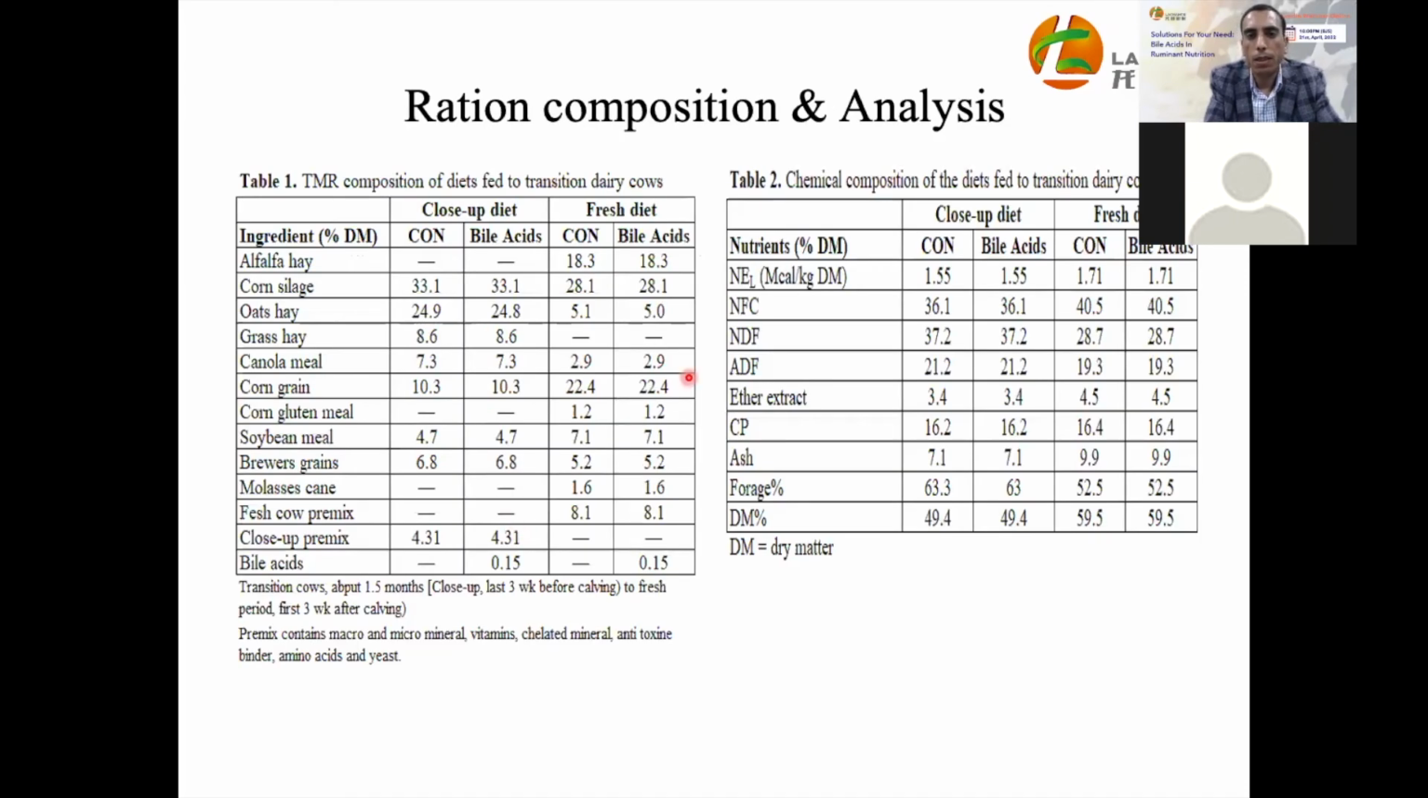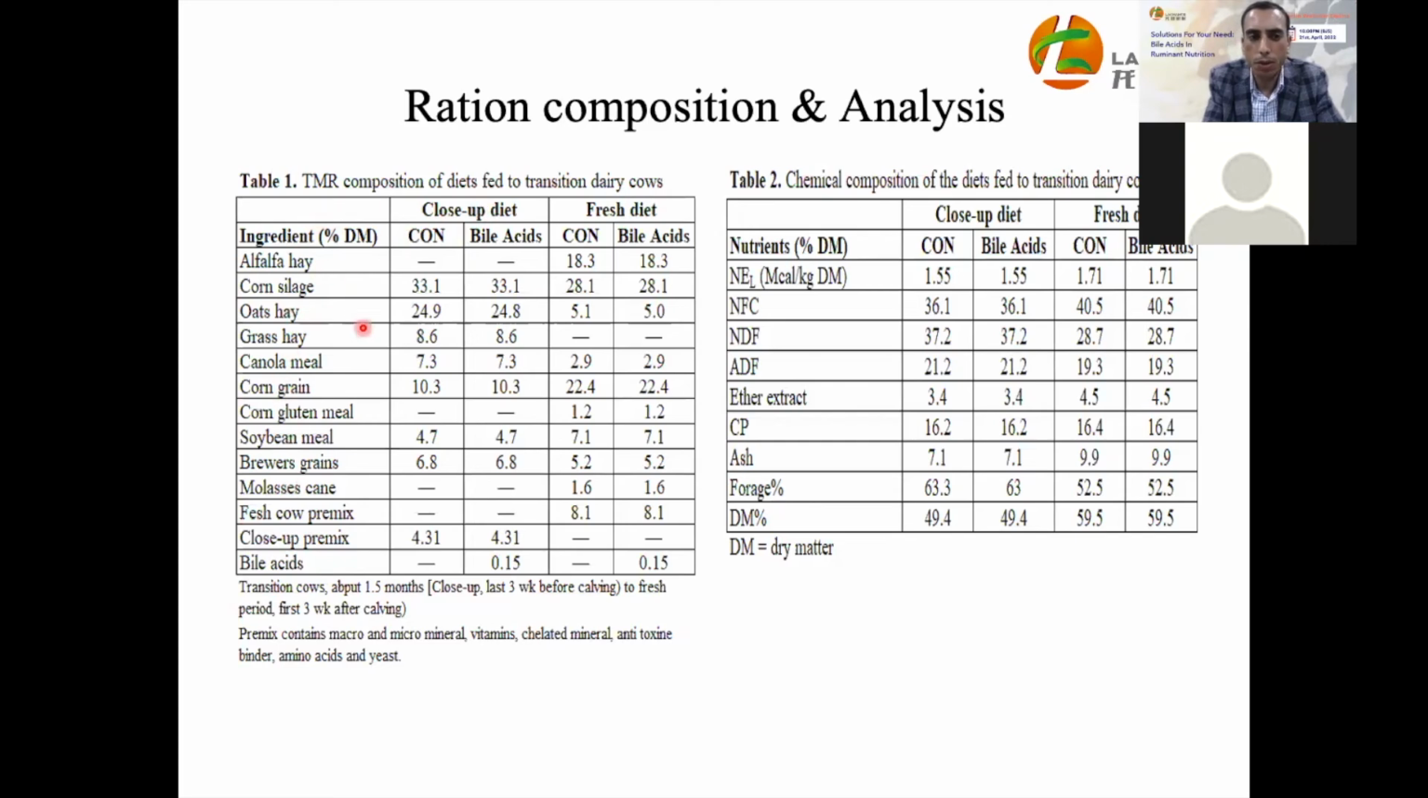Here are the ration composition and the analysis. In table number 1, we can see the TMR composition. They feed it as TMR, and the bile acid is mixed with the premix, then mixed with the concentrate, then mixed together with the forage and the roughage, and then delivered to the cow in the feed bunk. Here is the diet for the close-up and for the fresh cows, and here are the ingredients.